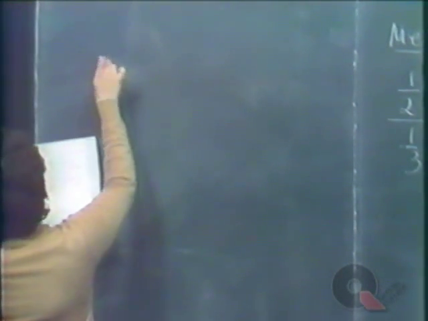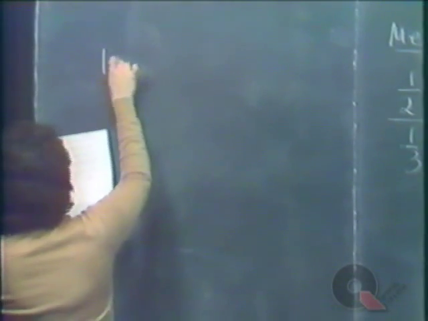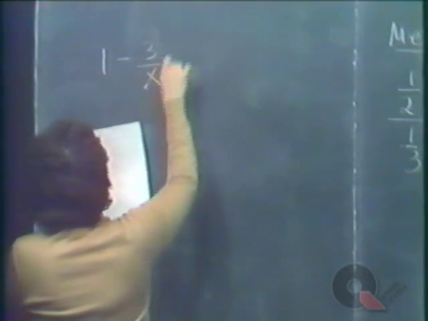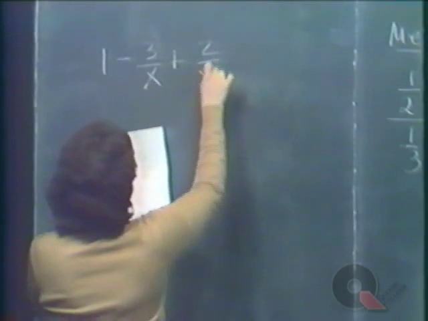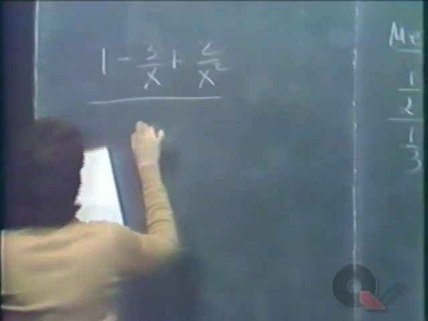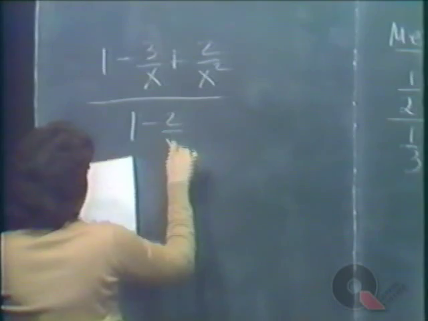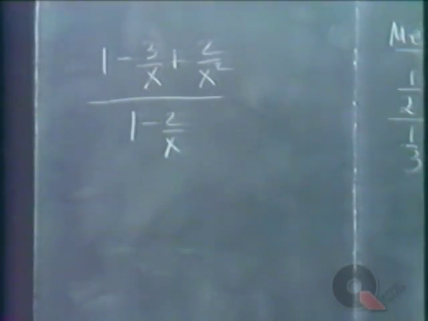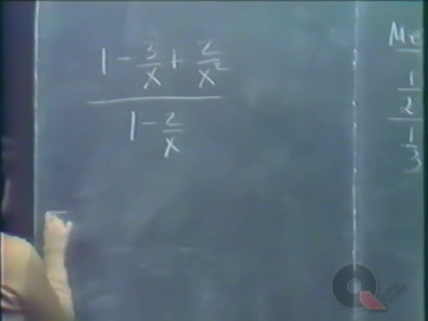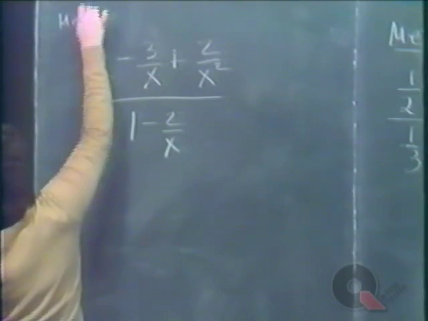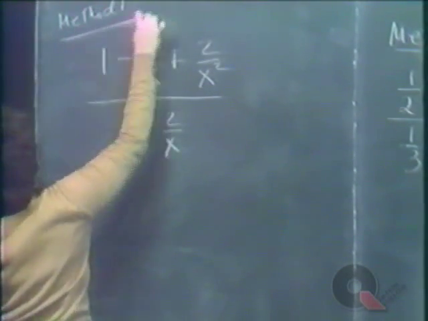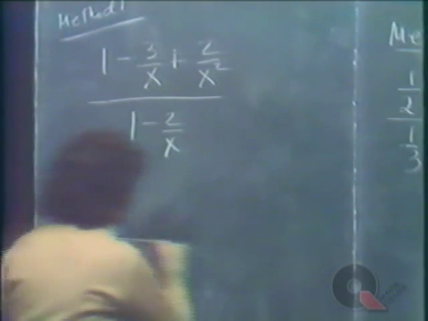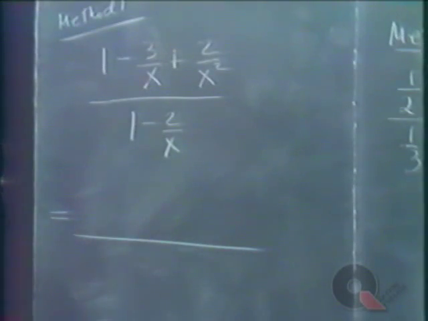Okay, let's try this. 1 minus 3 over x plus 2 over x squared divided by 1 minus 2 over x. I'm going to do this both ways. Let's start with method 1. In method 1, we work separately with the numerator and the denominator. Okay, let's look in the numerator.